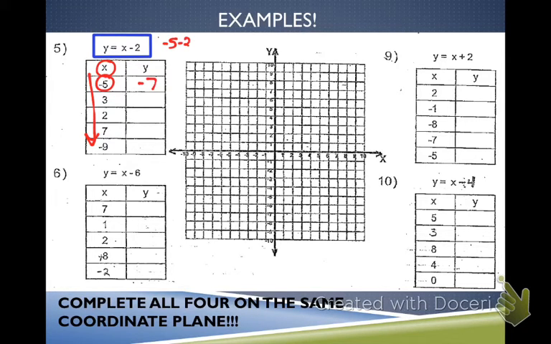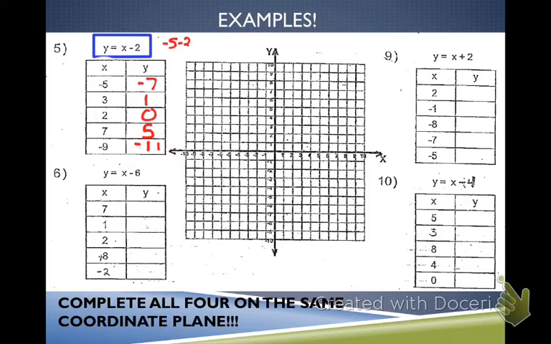You would put -5 minus 2, and -5 minus 2 is -7. Okay? The next one would be 3 minus 2, which happens to be 1. 2 minus 2, which is 0, 7 minus 2, which is 5, and negative 9 minus 2 would be negative 11. Okay, so what we did was we completed the function table, but now we need to graph them. Okay, so what you're going to do is you're going to go ahead and graph those on this coordinate plane. You need to make sure you do this as well.